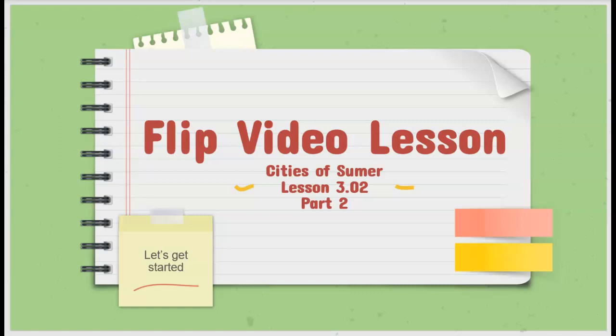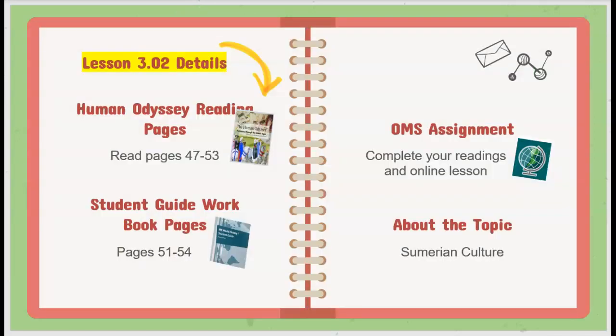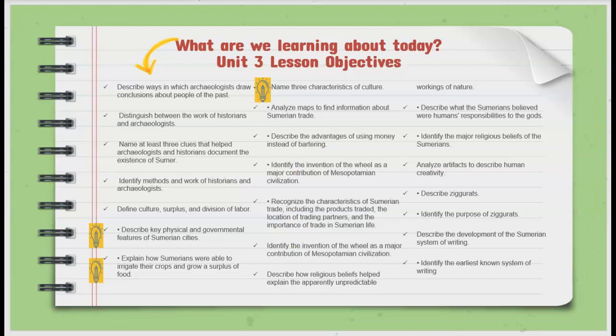This is part 2. Cities of Sumer. And again, you're reading pages, I'm not sure why this book keeps moving. There we go. You're reading pages 47 to 53 for this part of the lesson. Your student guide workbook pages 51 to 54. Again, you're completing your readings and completing your online lesson. And then this part of our flip video is about Sumerian culture. And for our learning objectives, describe key physical and governmental features of Sumerian cities, explain how Sumerians were able to irrigate their crops and grow a surplus of food, and then name 3 characteristics of culture.